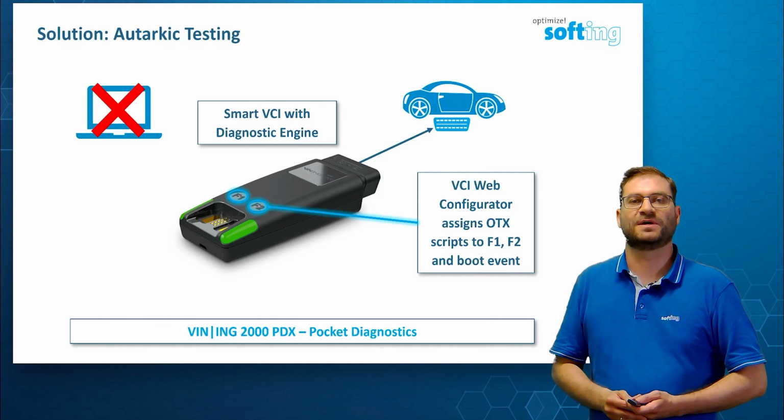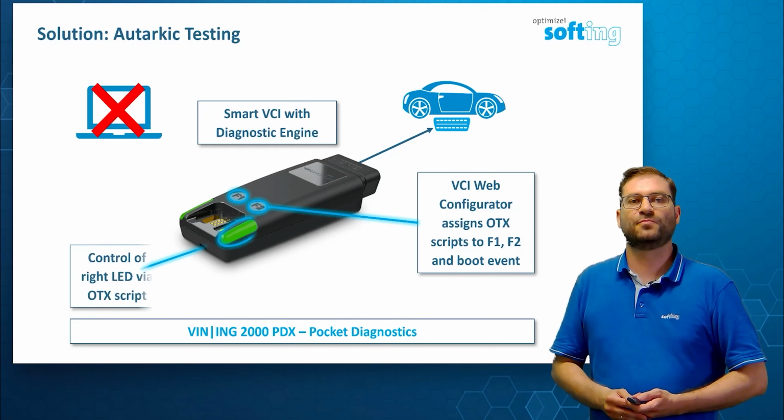Also the output is very simple. A green or red LED tells us about the status of a test sequence. If more colors are needed, we can control the right LED via an OTX script. For those who are not familiar with OTX, let's focus on the following slides.